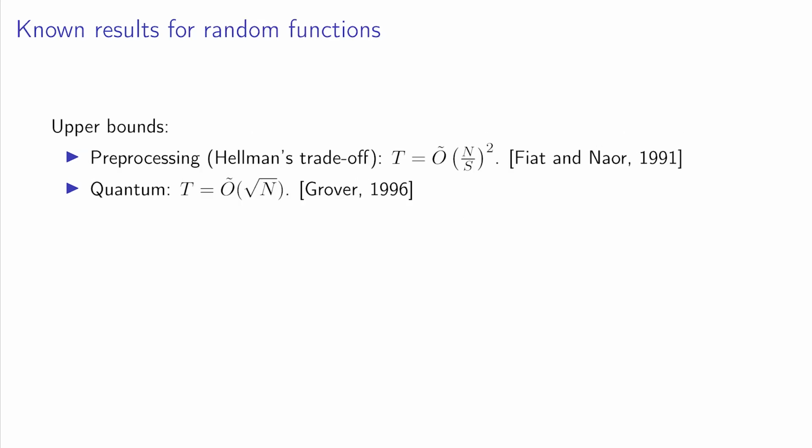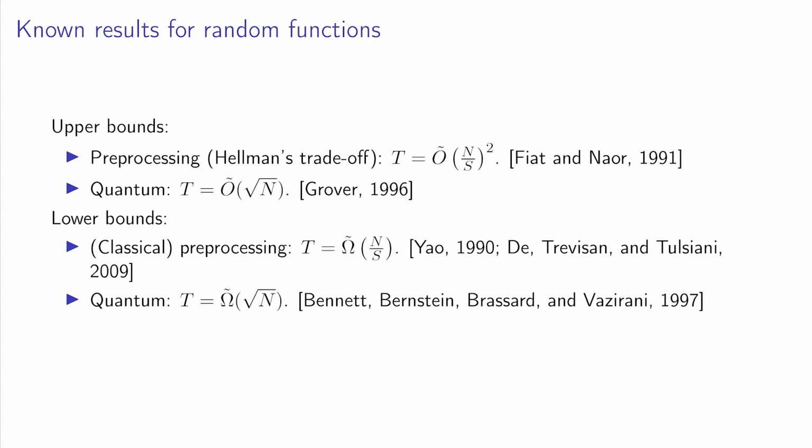So for inverting random functions, the algorithms we mentioned before, namely Hellman's algorithm and Grover's algorithm, achieve time of order N over S squared and square root of N respectively. Furthermore, we have also known that these are more or less tight in their respective regime since the last century. That is, classical preprocessing algorithms require time at least N over S, and quantum algorithms without preprocessing power require time square root of N.